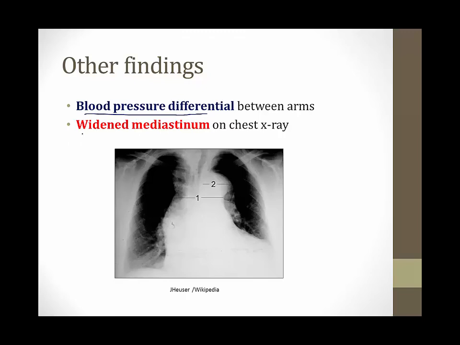A second classic finding is a widened mediastinum seen on chest x-ray. This is an example of one on the screen. The mediastinum in this patient's chest x-ray is very large, and that's because of an aortic dissection.